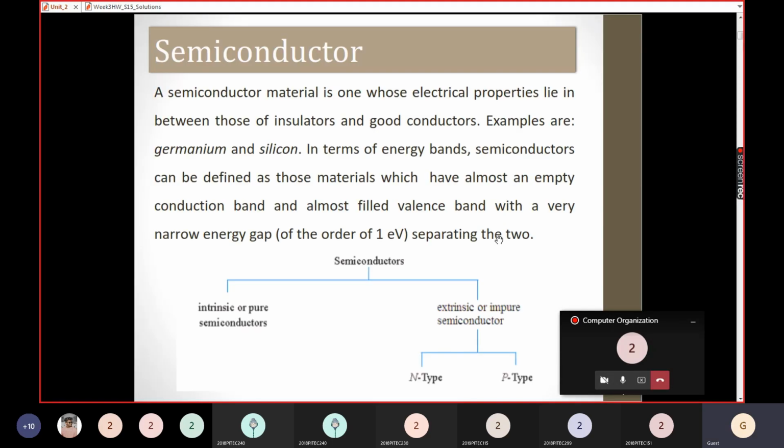First, let us see the electrical properties of insulators and good conductors. Most of the insulators and good conductors will have two different materials. One is called germanium and the other one is called silicon. For both germanium as well as silicon, two different energy bands will be defined. That's what I have given here. It will be in the order of 1 electron volt. This 1 electron volt is observed as the energy band separation between the intrinsic as well as extrinsic semiconductor.